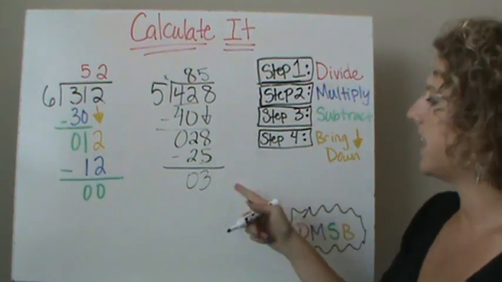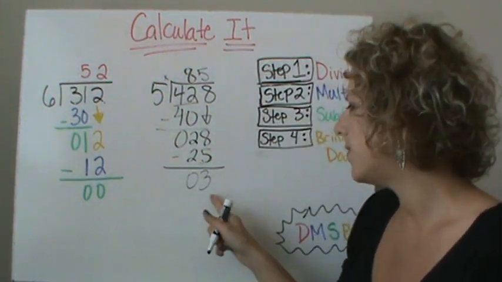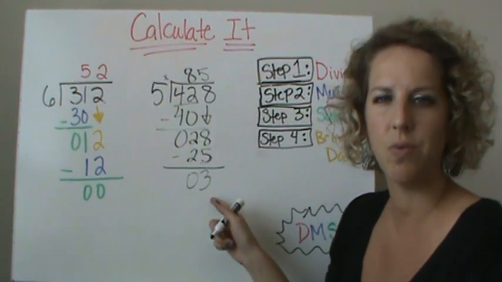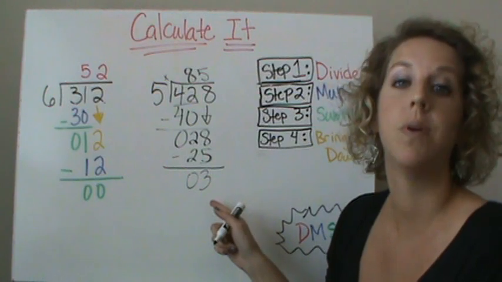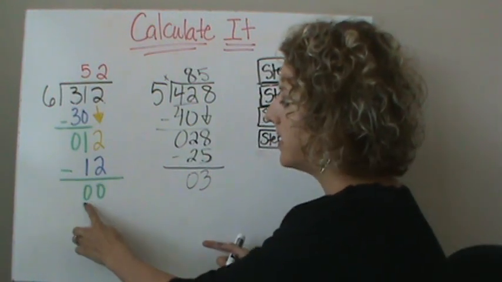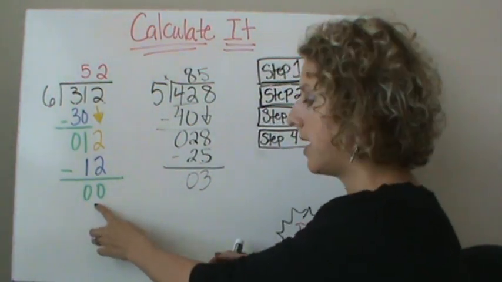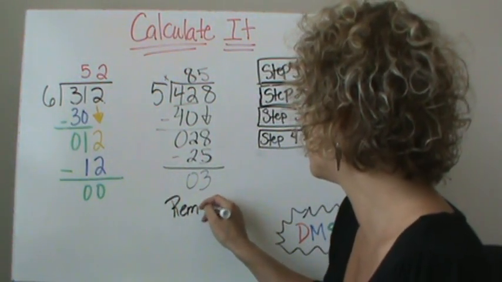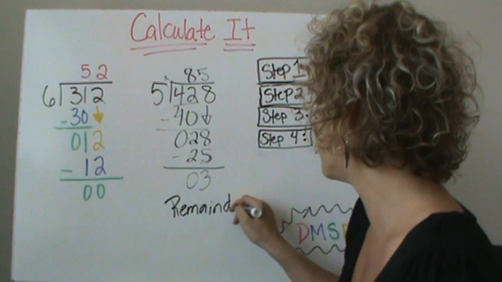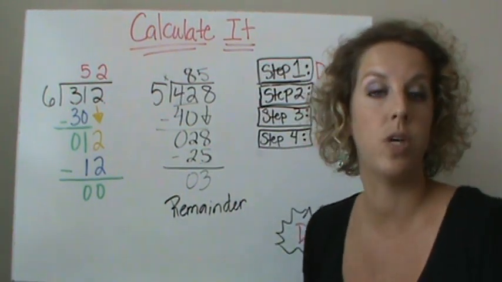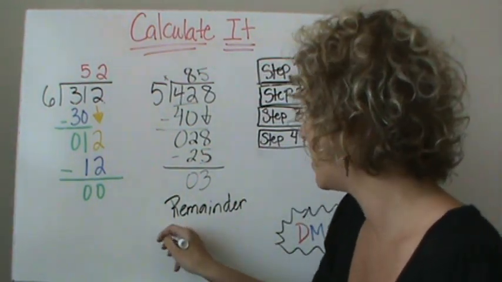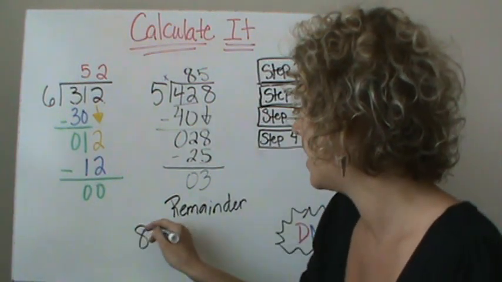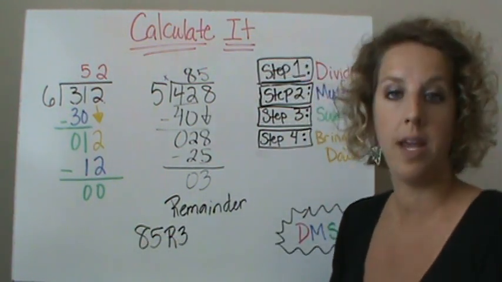Now, I don't have anything else to bring down. So I still have a number there, but 5 cannot divide into 3. This is what we call a remainder. We ended with 0 here, so there was no remainder. But here we end up with a remainder. And there's a couple different ways you can write remainders. You can put a capital R and then the 3. So your answer would be 85 remainder 3.